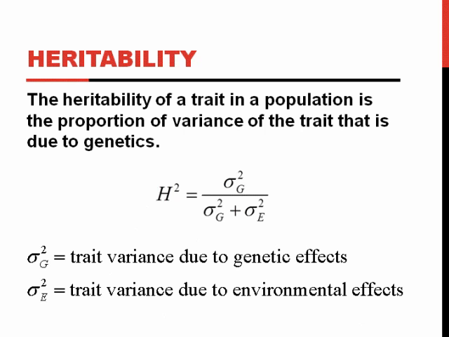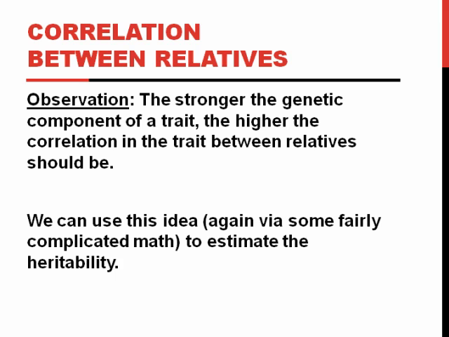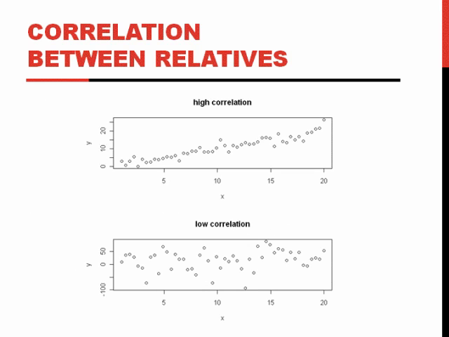Okay, so like I said, my observation here is that the more important genetics is, the more correlation you should expect to see between relatives. This is showing that here. My top plot is a case where I've got high correlation. You can think of the x-axis as pairs of brothers, so each point gives you the heights of a pair of brothers. For example, here the first brother has a value of 15, the second brother has a value of 12, or whatever that turns out to be.